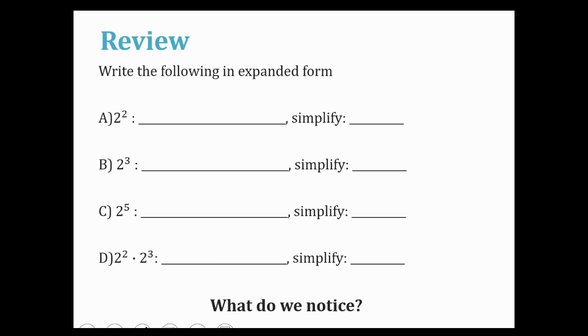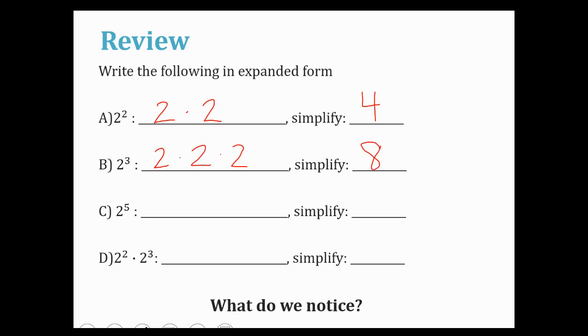So 2 squared means 2 times 2. And when we simplify that, we know that 2 times 2 is 4. Next, we have 2 to the third power. So remember, that's not 2 times 3. That's 2 multiplied to itself 3 times. So this becomes 2 times 2 times 2, which gives us 8.